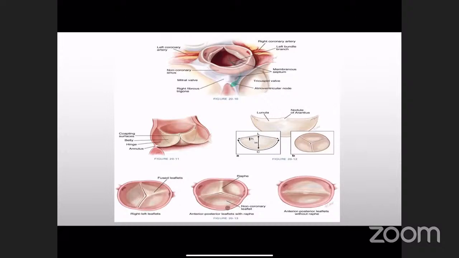So when they are opening as a bicuspid valve, this is congenital, and on the left and right side we see the anterior and posterior leaflets without any other leaflets. This is called a bicuspid aortic valve.